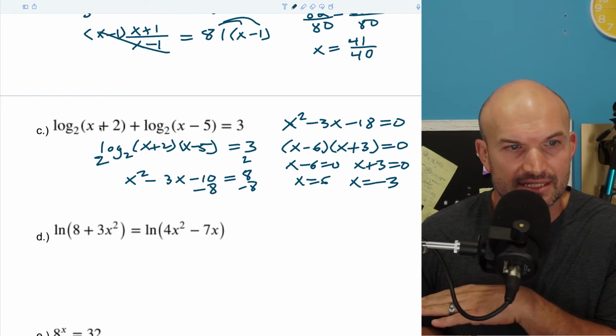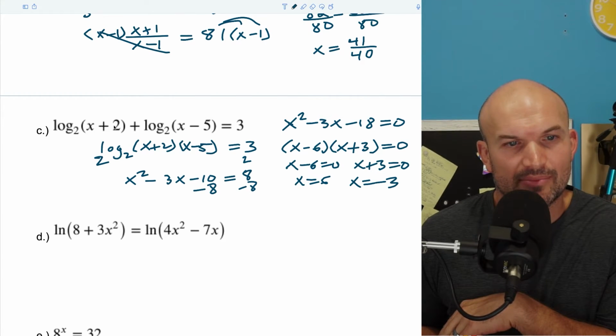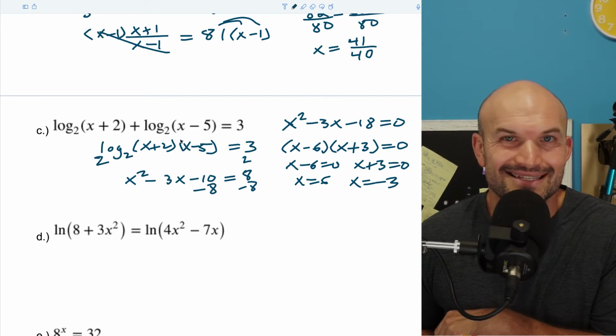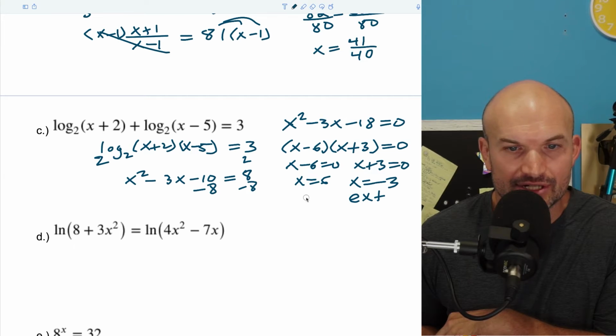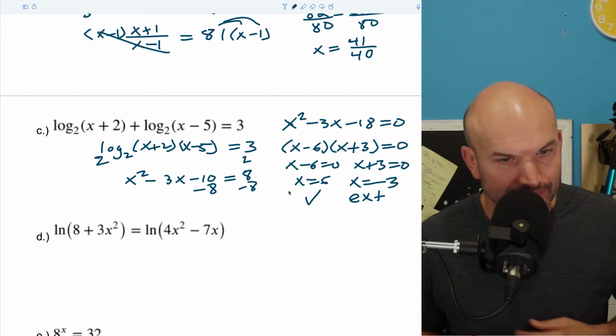So I can plug in the 6 into both of those. That's going to work. And if I plug in negative 3 though, notice when I plug in negative 3, minus 5 is negative 8. 2 raised to what number equals negative 8? That doesn't exist. So this is going to be an extraneous solution. So my only answer is going to be x equals 6. x equals negative 3 is an extraneous solution.